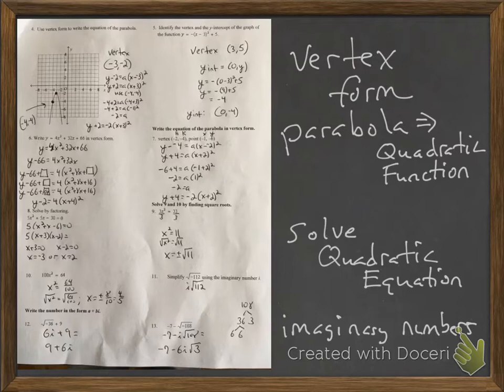We have some more problems about quadratic functions in the vertex form. You can see here I'm using completing the square in order to convert from standard to vertex form. It's a little bit of a tricky problem because we do have a value for A that is not equal to 1. We also have some factoring, solving by the square root method, and imaginary numbers on 11, 12, and 13.